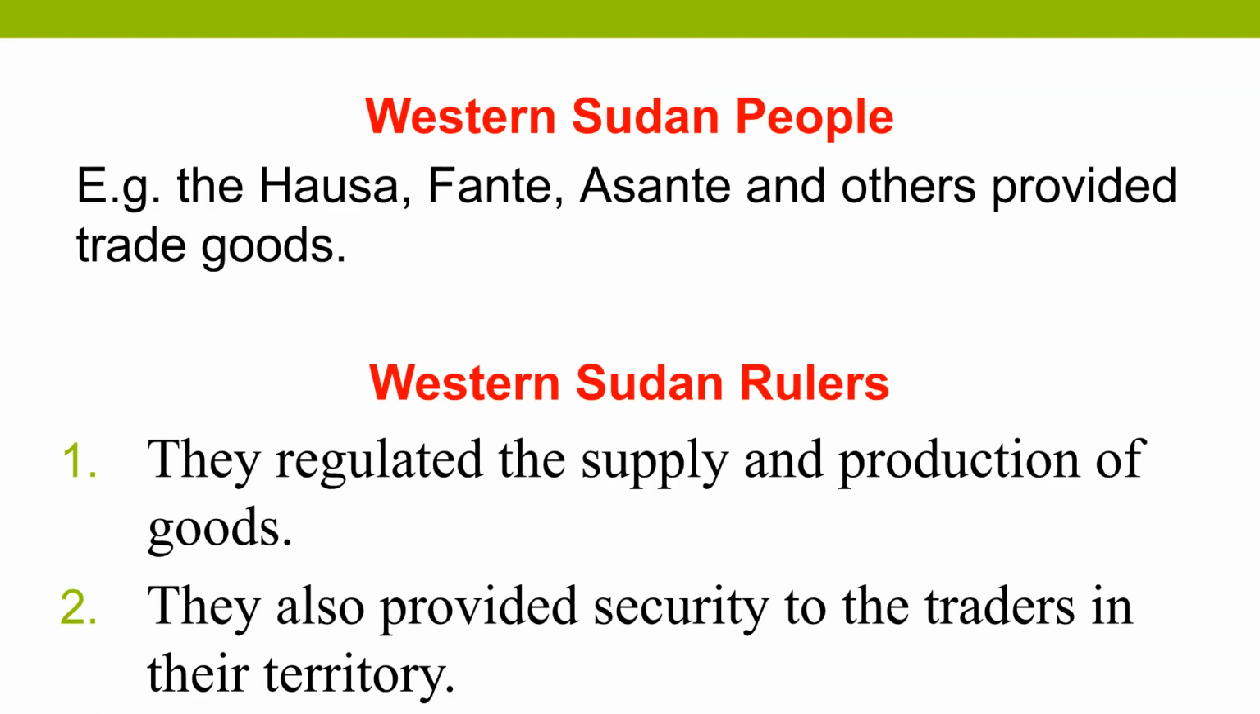Western Sudan people, such as the Hausa and Asante, provided trade goods. Their rulers regulated the supply and production of these goods and provided security within their territories.